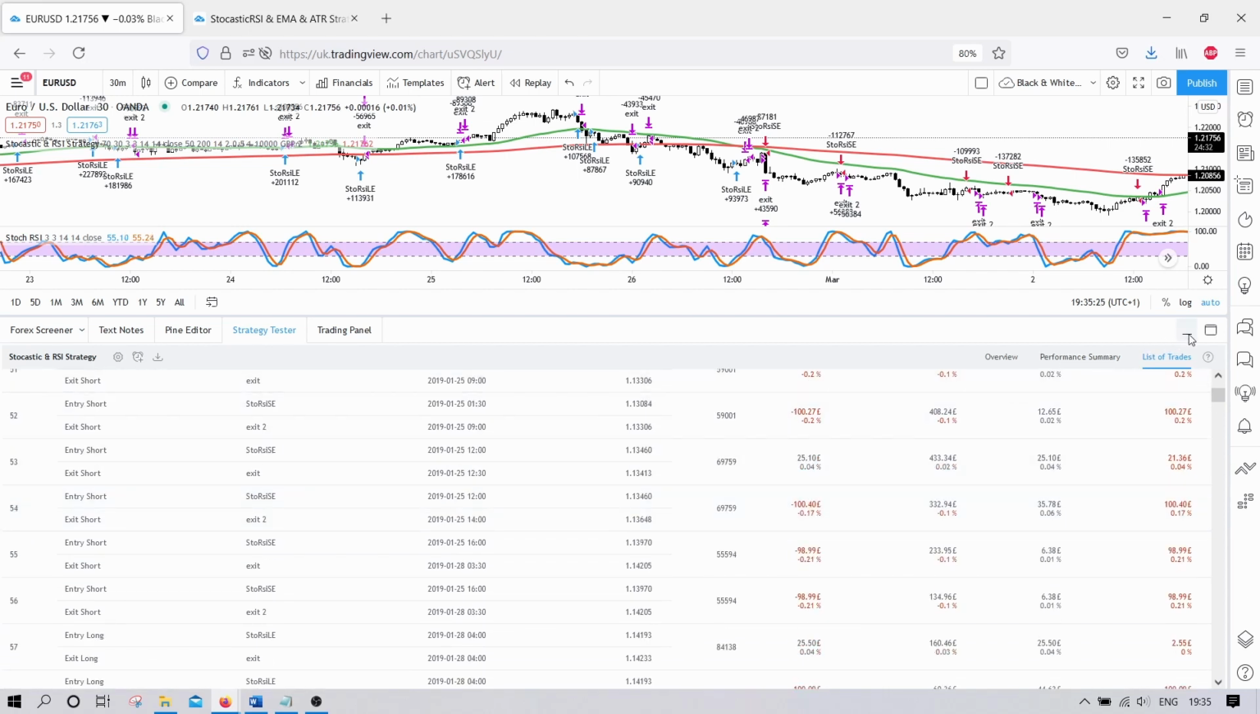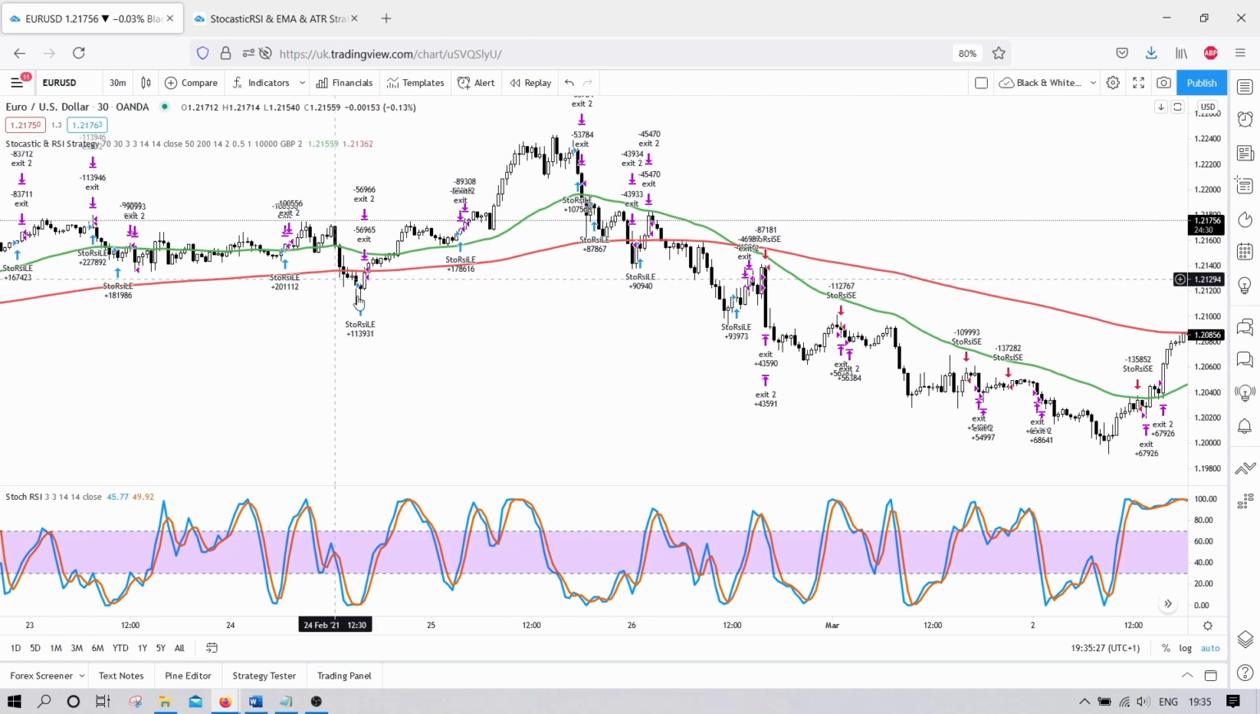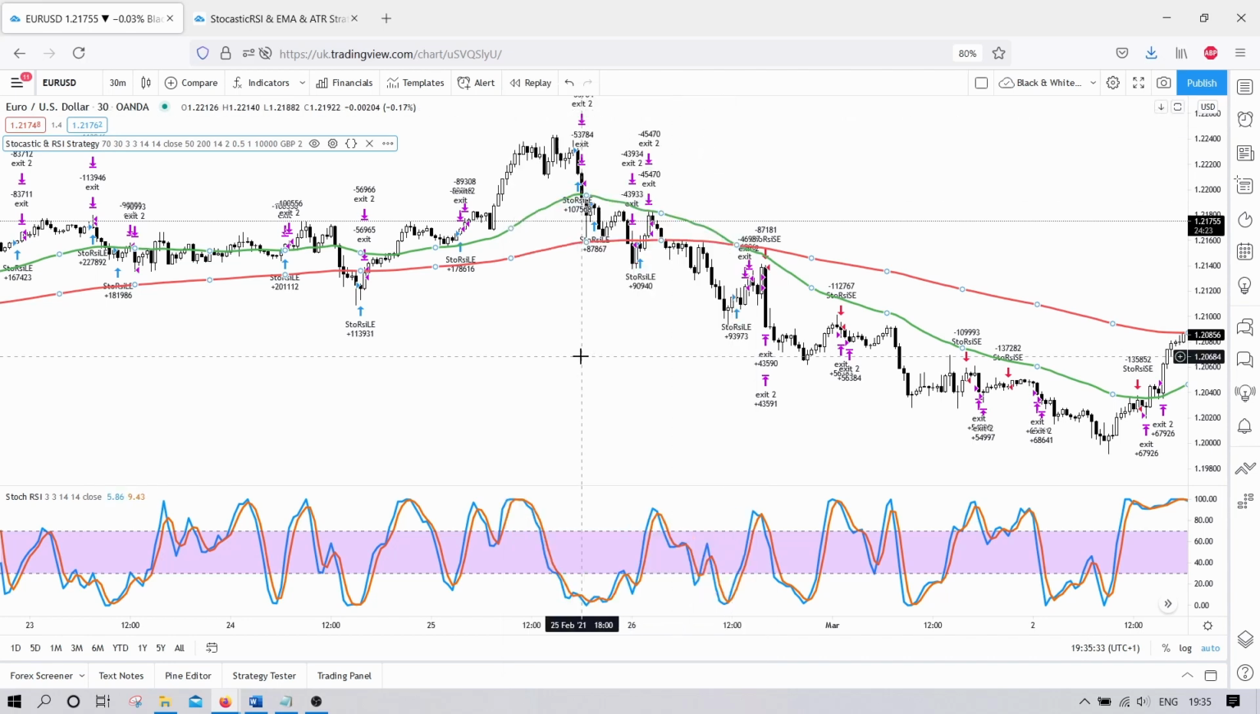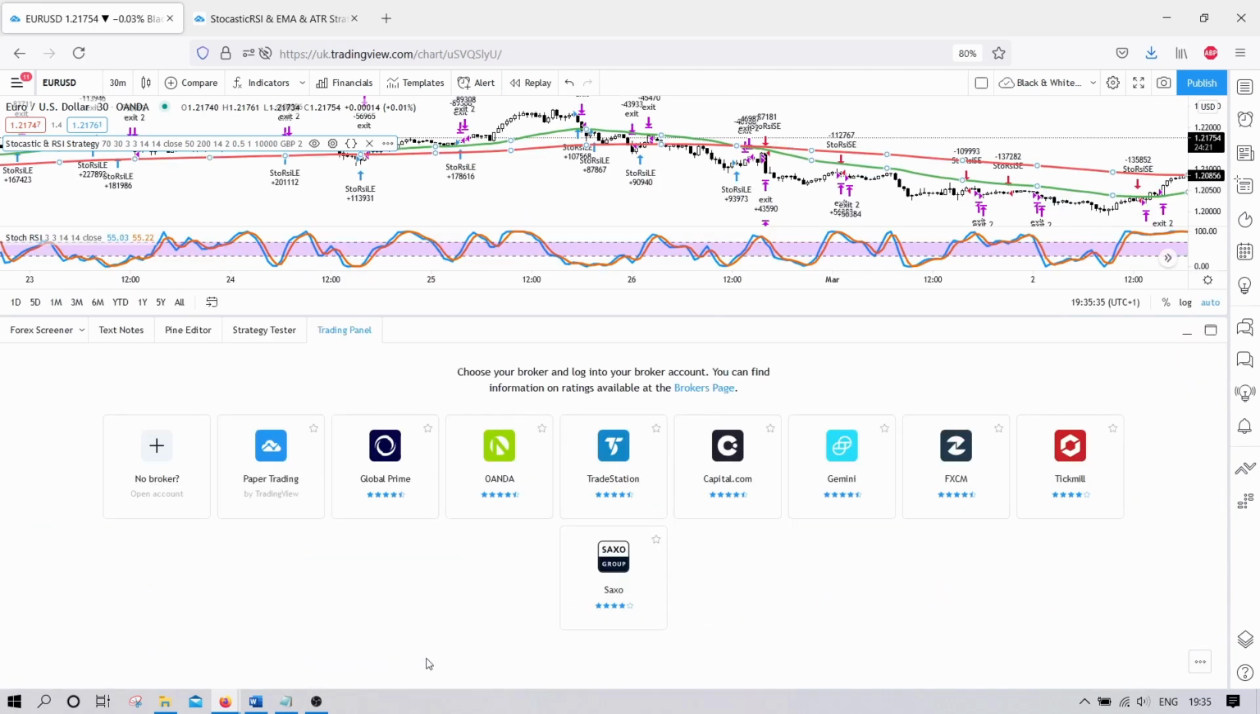In this video I am going to show you how the strategy works and go over the parameters of the strategy to maximize your profit. In part 2 of the video I'm going to show you how to connect your broker to TradingView using AutoView to automatically trade this strategy.